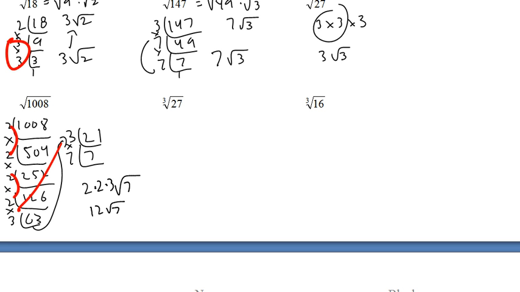Okay, cubed root of 27, as we showed up here, 27 is just 3 times itself 3 times, so cubed root of 27 is just 3, and 16. 16 is 2 times itself 4 times. Because this is a cubed root, I need a cube to take something out, so I end up with 2 cubed root 2.